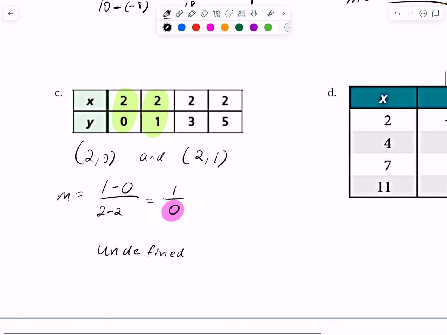All right? And if you recognize, if I kept going in these x values, you might have recognized that all the x values are 2. So this is the line x equals 2. That's a vertical line, which means it has undefined slope.